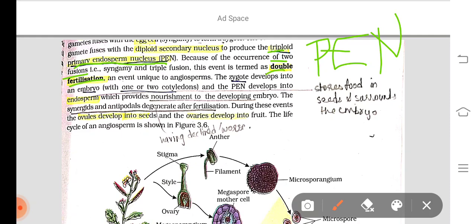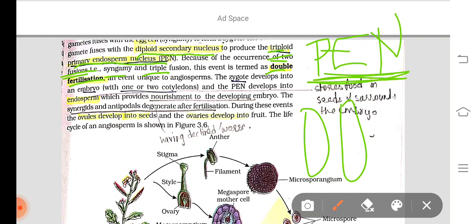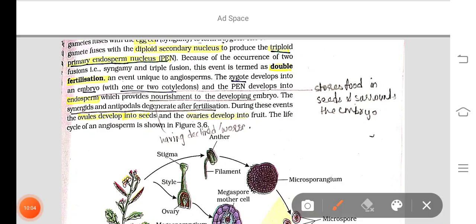It is called double fertilization. Why? Because 2 fusions are happening. One is syngamy. What is syngamy? Fusion of male and female gamete to form zygote. And one is the triple fusion, when the diploid secondary nucleus fuses with the male gamete and forms the triploid primary endosperm nucleus. Okay, so this is called double fertilization.